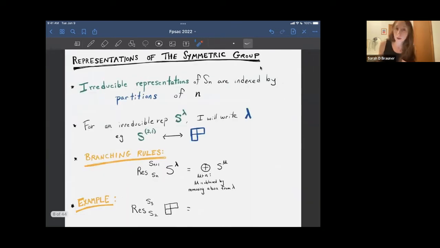And I'm going to be thinking about representations of the symmetric group here. To make sure that we're on the same page, I'm thinking about my irreducible representations as being indexed by partitions of n.